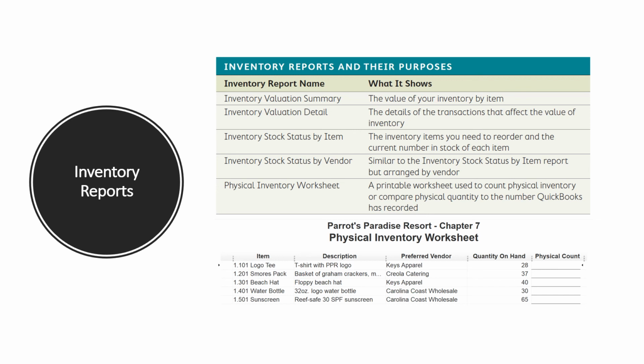QuickBooks provides a great report to aid in this process: the physical inventory worksheet. It shows the name, description, preferred vendor, and on-hand quantity of each item you have in inventory. It also provides a column with blank lines to record your actual count during a physical inventory count. The worksheet aids you in conducting a count of your inventory items to ensure the quantity on hand in QuickBooks matches the actual amount you physically have.